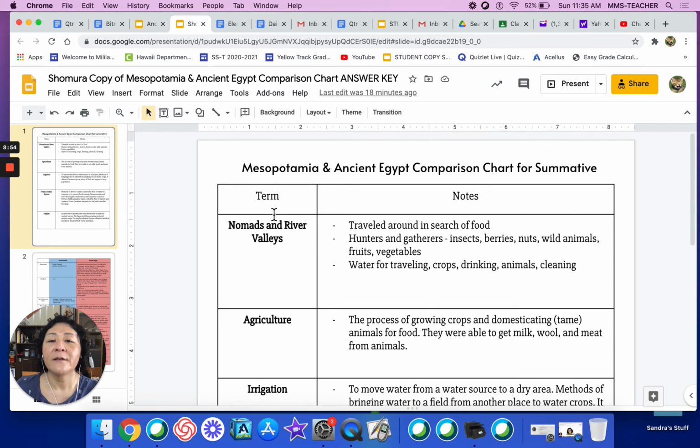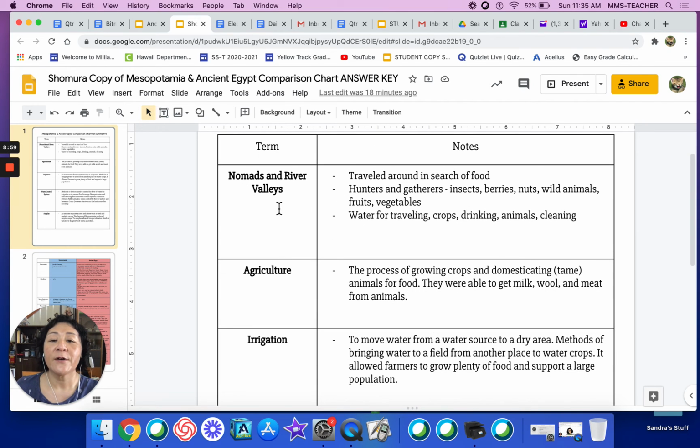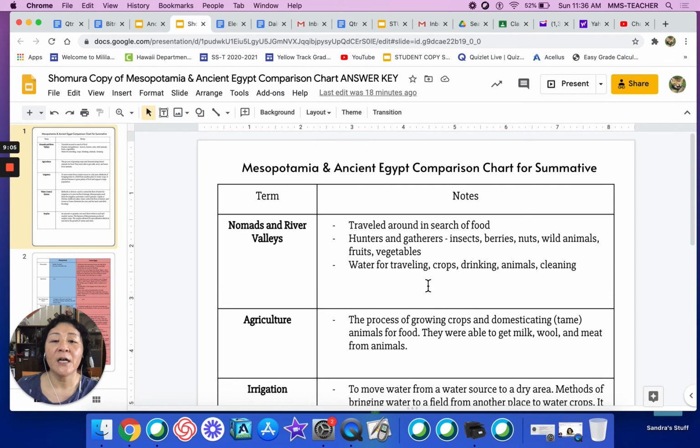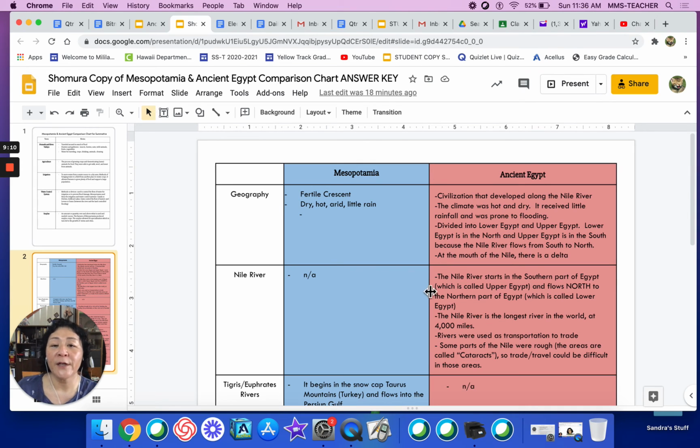So again, ancient Mesopotamia and ancient Egypt comparison chart for summative. There are these terms, the nomads and river valleys, agriculture, irrigation, and these were just kind of notes about them. But slide 2 is where you're really going to look for the information. Now we went over the answers. I hope that you got the correct answers in this because your teachers went over the answers and probably released the answer key. So you actually have in your possession the correct answers, whether you did it or not in class. Okay?